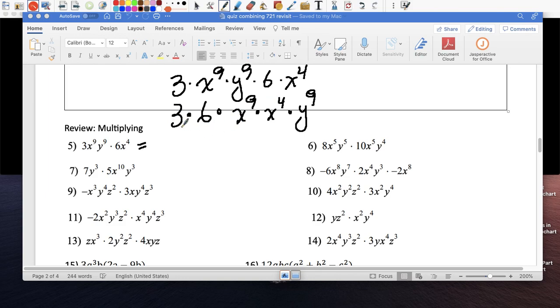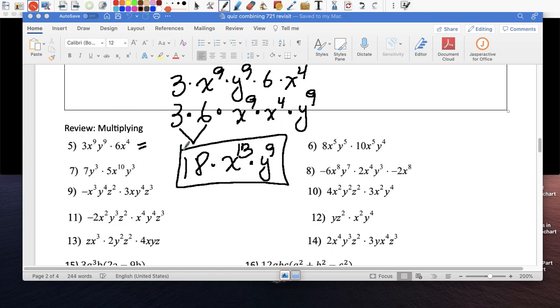Again, we're still multiplying, so I can multiply these two. I get 18. X to the 9th times x to the 4th, we keep the base and add the exponents. We get x to the 13, and then times y to the 9th. So that's the answer to the first one. And let me just go back here: x to the 9th power times x to the 4th power equals x to the 13. This is what they call exponential form.